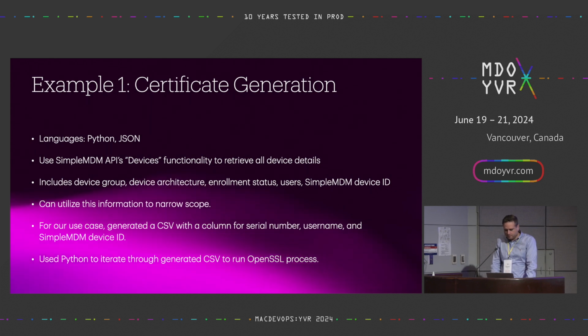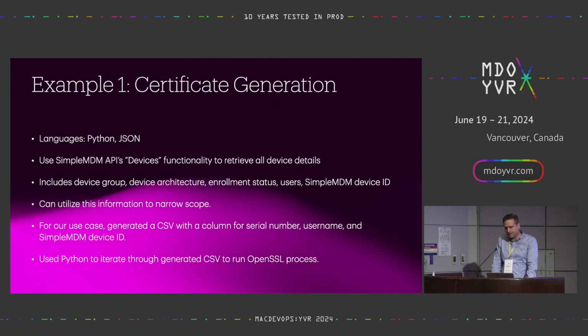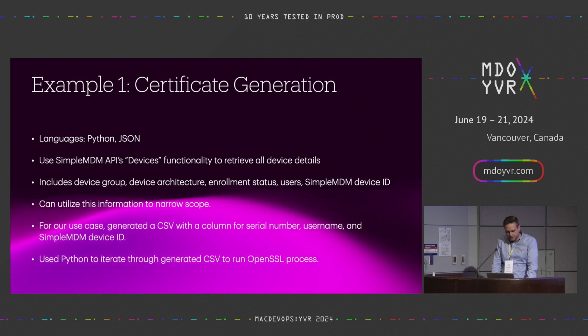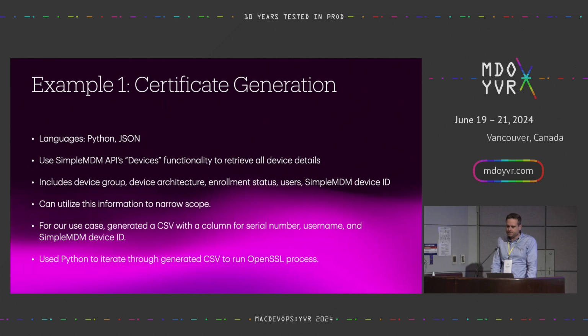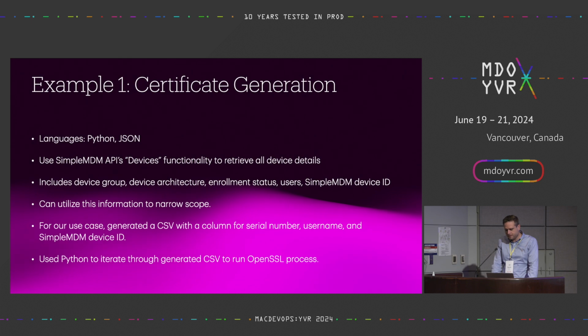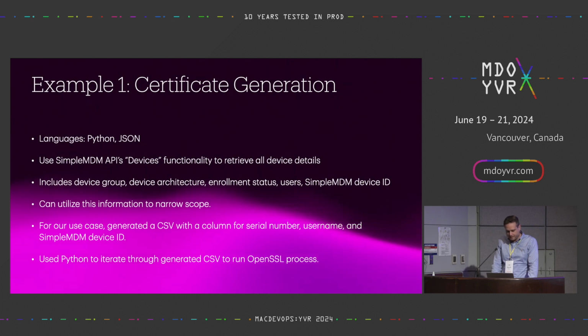So one recent example is certificate generation. Now, we haven't been able to automate this complete process with Simple MDM, but we've been able to make it a lot easier. So using Python and JSON, we would use the Simple MDM APIs, the devices functionality, to first retrieve all the devices' information. This includes the device group, device architecture, enrollment status, users on the device, and the Simple MDM device ID.